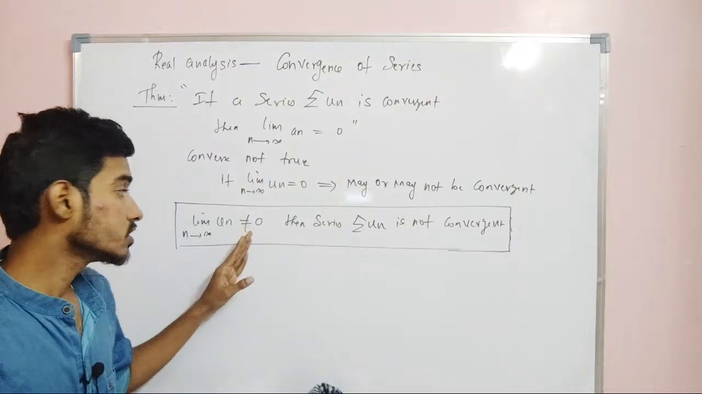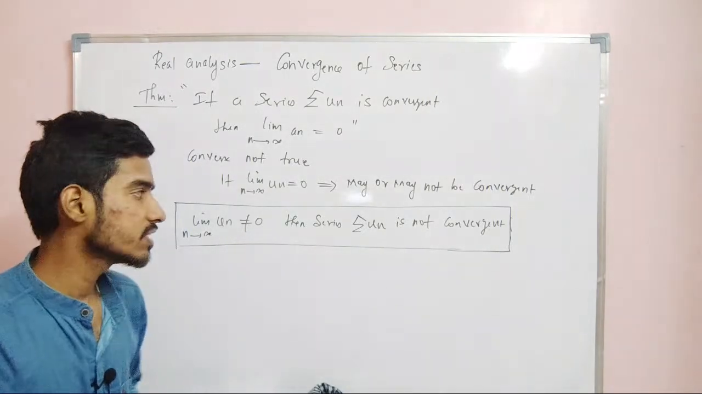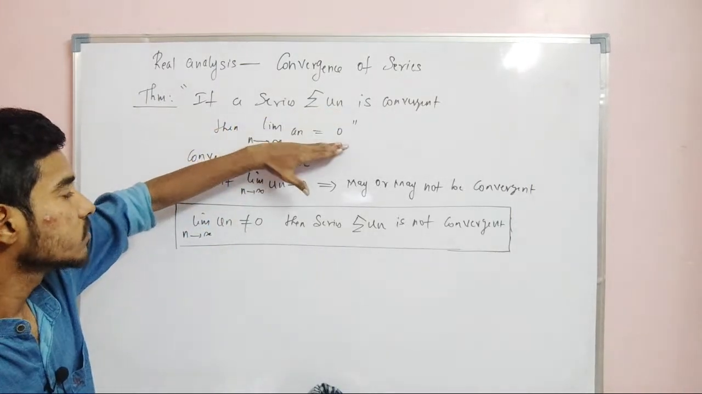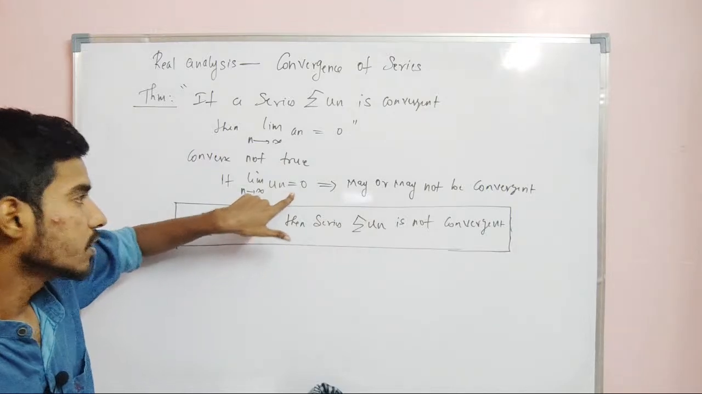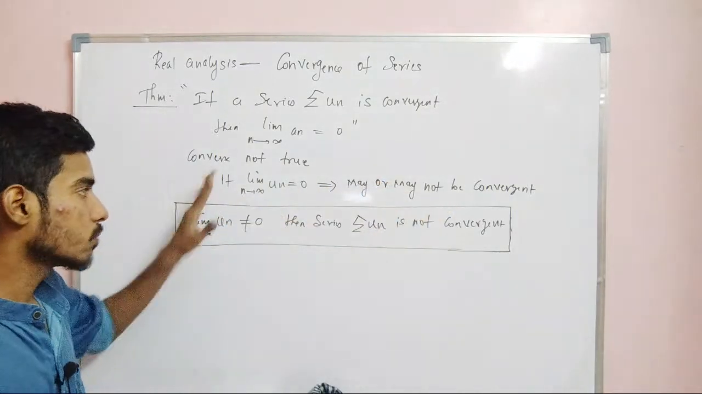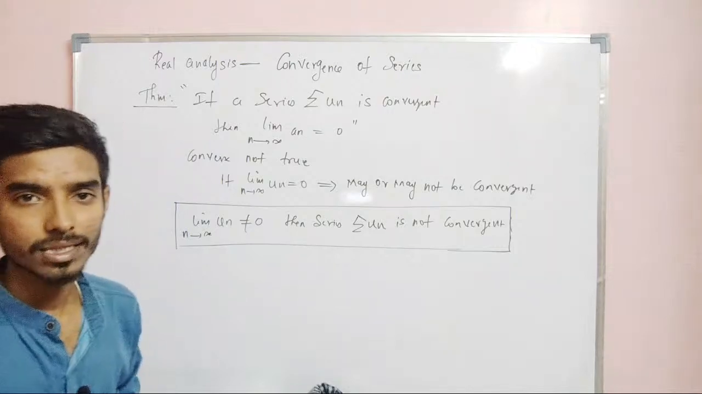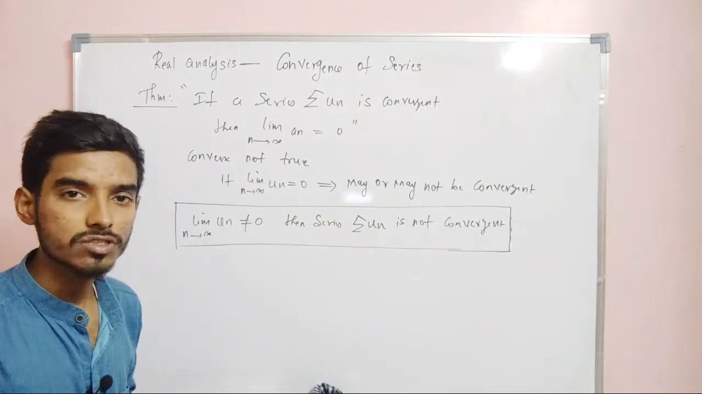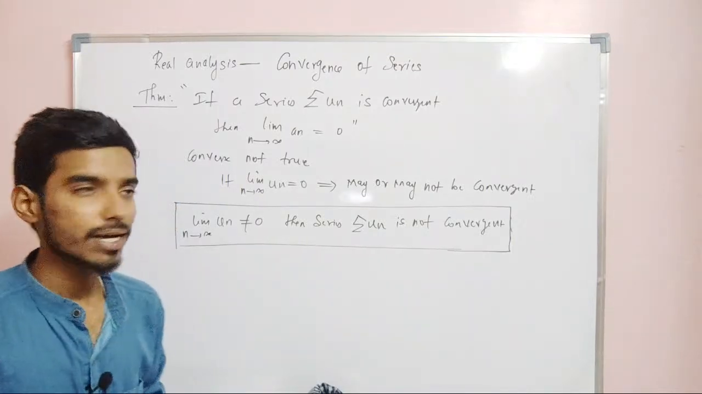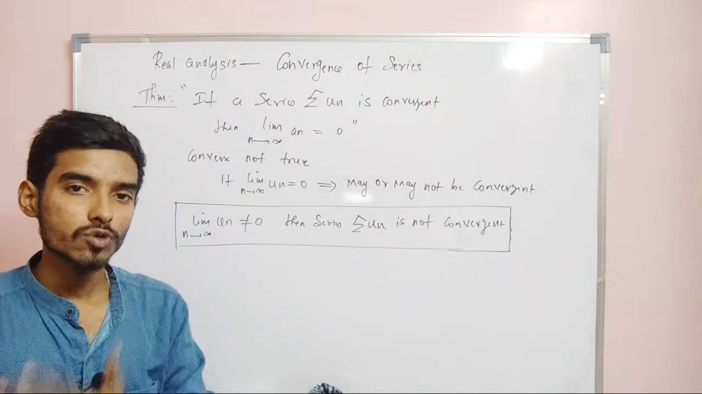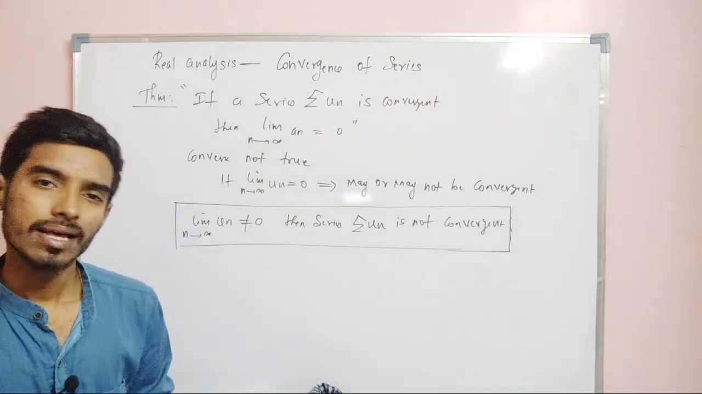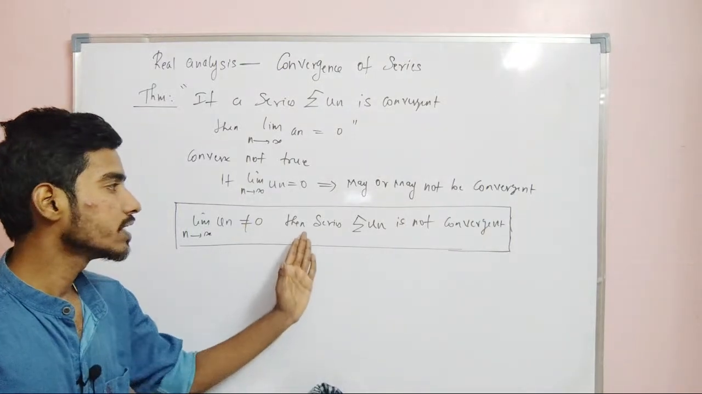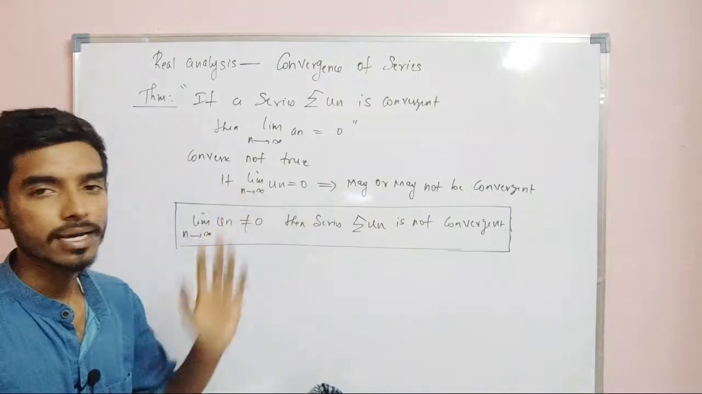Suppose it is not equal to 0, then in a single line you can just say the series is not convergent, right? So if the series is convergent, then this will happen. Suppose this happens, it may or may not be convergent, right? So suppose in the exam they give one series. Now just find the nth term of the series and find the limit as n tends to infinity, and if it is equal to 0, then you can use your tests, because it may or may not be convergent. Now you can use tests like the comparison test, Gauss test, root test, etc. But if it is not equal to 0, then the series is not convergent, right?